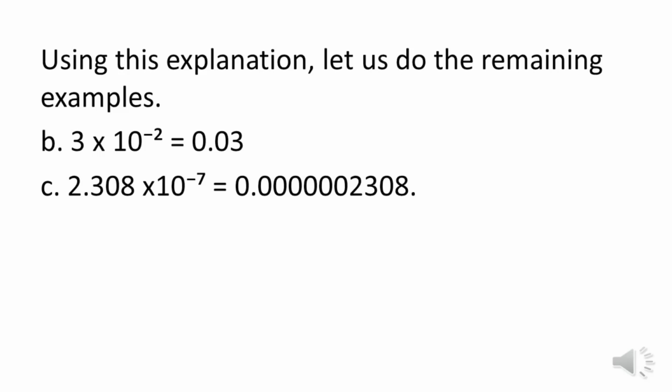B. 3 times 10 raised to power minus 2 equals 0.03. C. 2.308 times 10 raised to power minus 7 is equal to 0.0000002308.